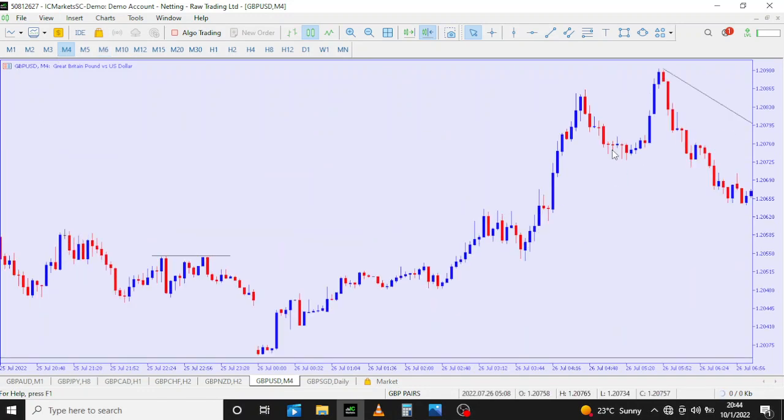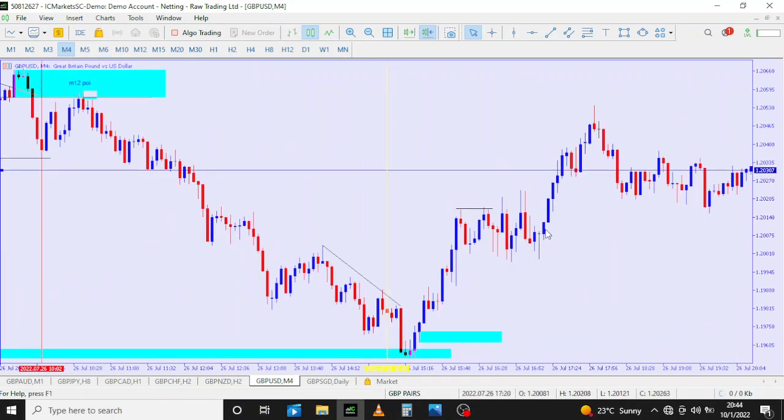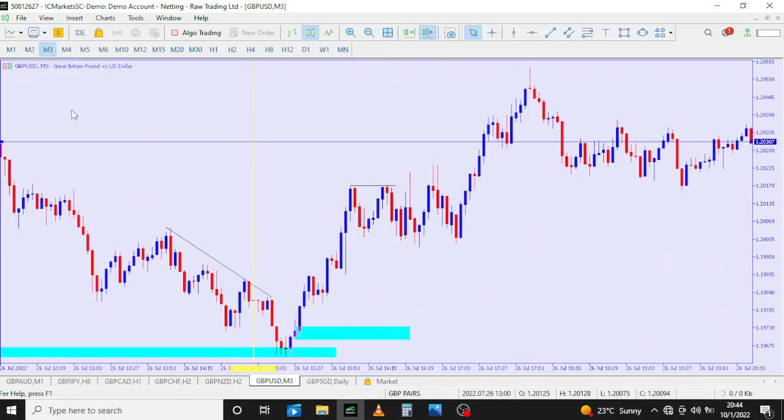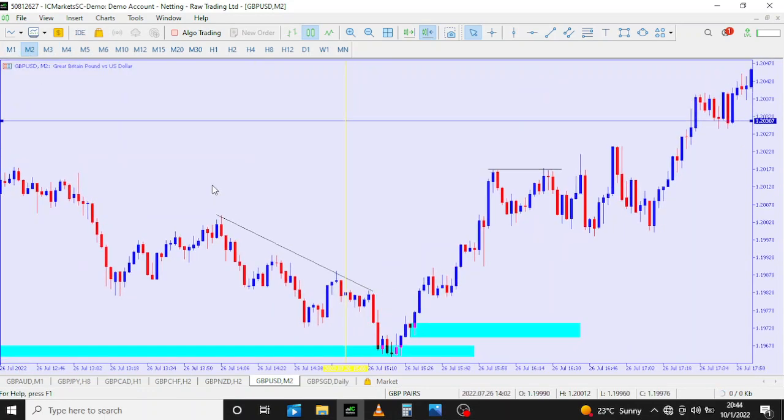And around this area, New York Open, it created this momentum trend line, and later on in the session manipulated it to the upside. So I was expecting a reaction around this area, but then I didn't get the reaction.